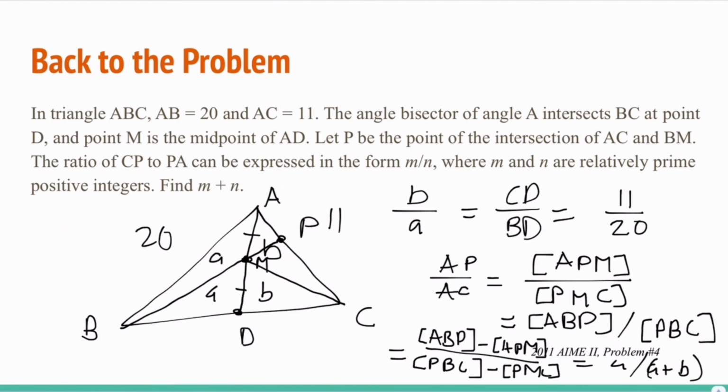And we know what that is. But let's first flip the fraction, since that's an easier fraction. And we get that that's CA over PA, which equals (A plus B) over A. But (A plus B) over A is equal to 1 plus B over A, and this is equal to 1 plus 11 over 20. So this equals 31 divided by 20. So our final answer is 31 plus 20, or 51.